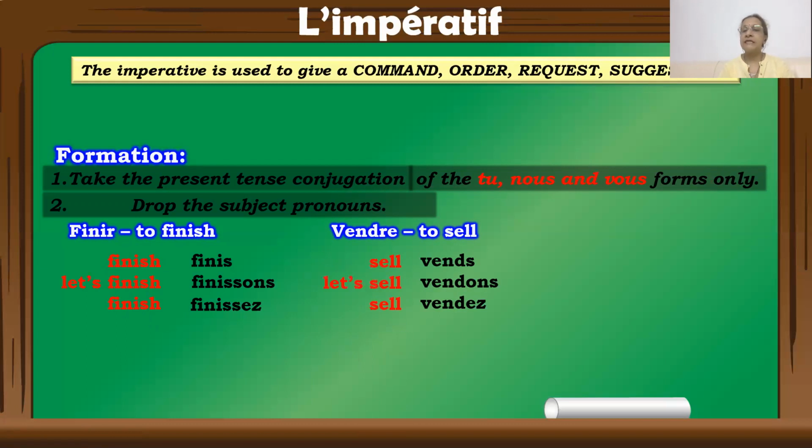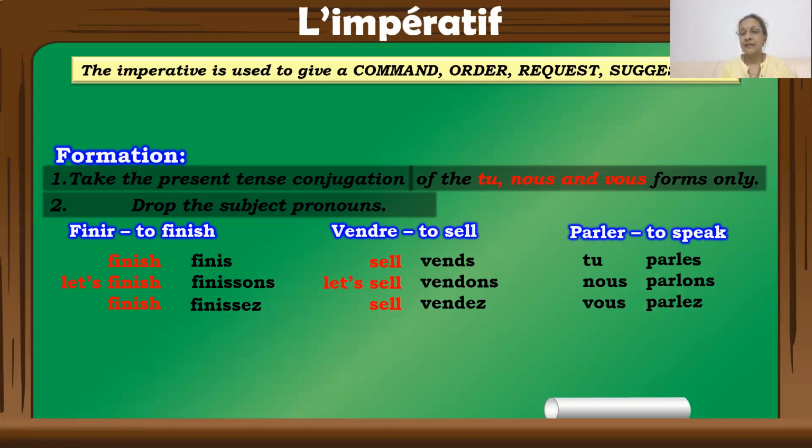One verb group is left, the ER ending verbs. Favorite one, parler, to speak. We take the first step, tu form: tu parles, nous parlons, vous parlez. Second step, drop the subject pronouns. Now here comes my third step. In the third step, what do we do?